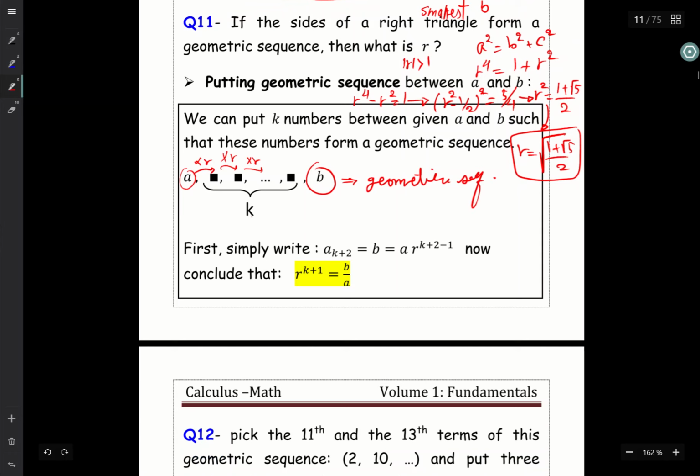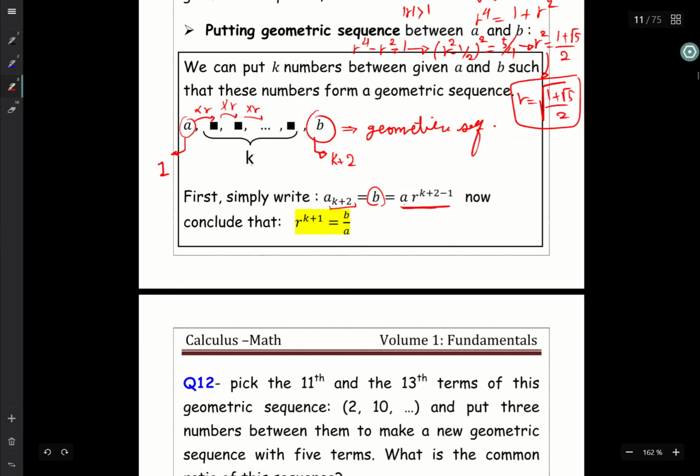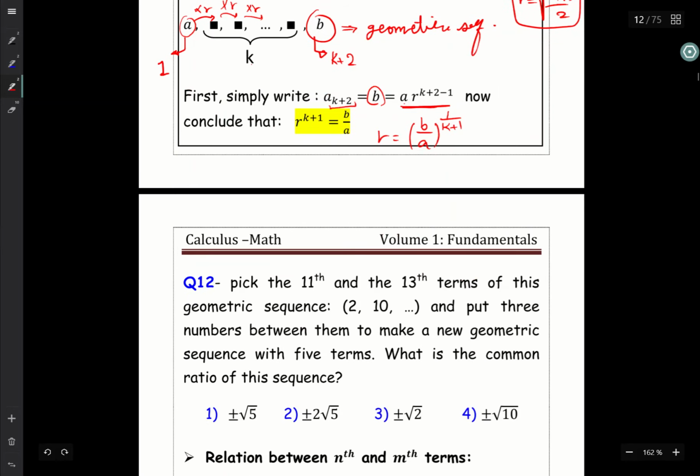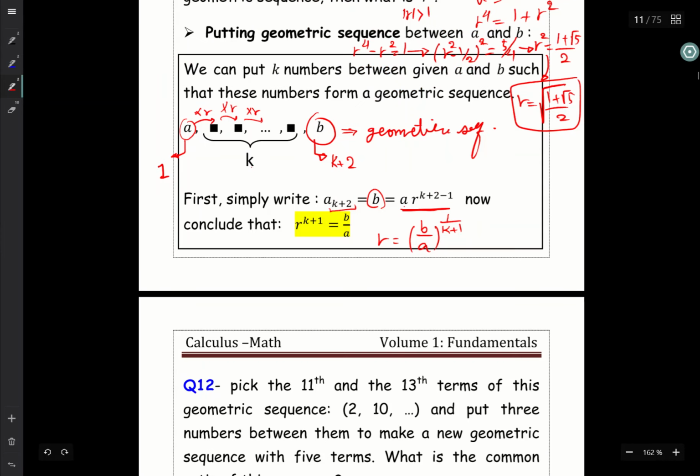Obviously, if you have k terms in between and this is a geometric sequence, by definition, A becomes term 1 and B becomes term k plus 2, right? So B becomes the k plus 2 term, and if you use the general relation, it is A times r to the k plus 2 minus 1. So r to the k plus 1 is equal to B over A, right? So basically r is B over A raised to the 1 over k plus 1 power. And again, we get to the power functions and how to calculate these.